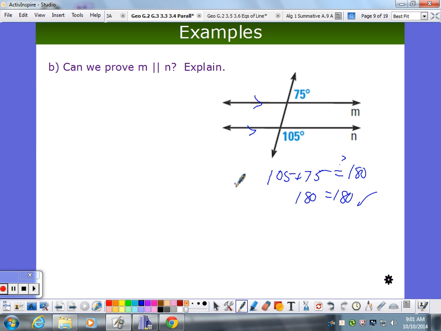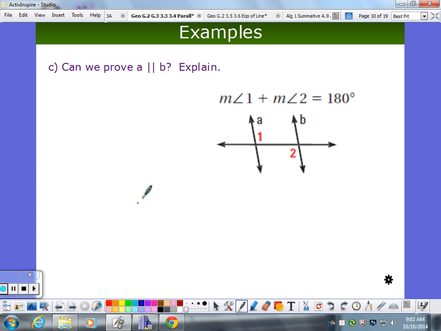Yeah? Consecutive. Great, nice. So anyway, we're doing that to show that the lines are parallel.